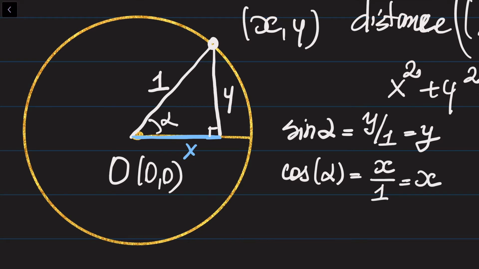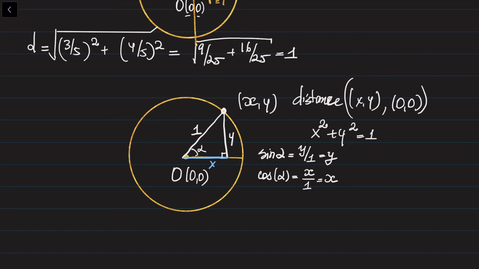What does it mean? It means that instead of just writing down the coordinates of this point as x and y, I could write this down as the cosine of alpha and the sine of alpha for this angle, right? Essentially, if you know the coordinates of a point on the unit circle, then these coordinates are going to be the values of the cosine and the sine of alpha.